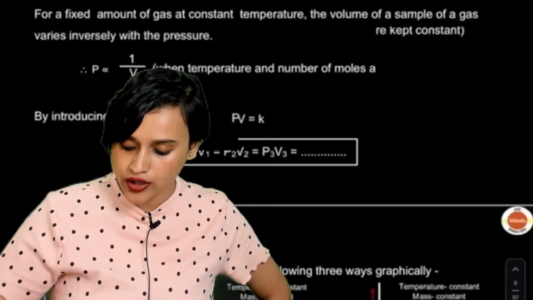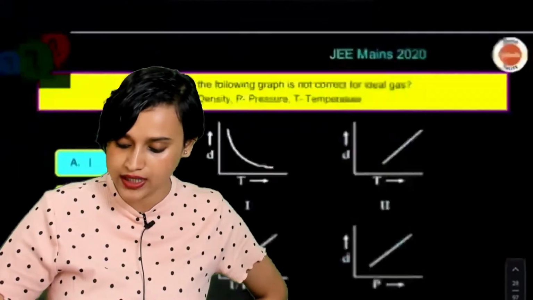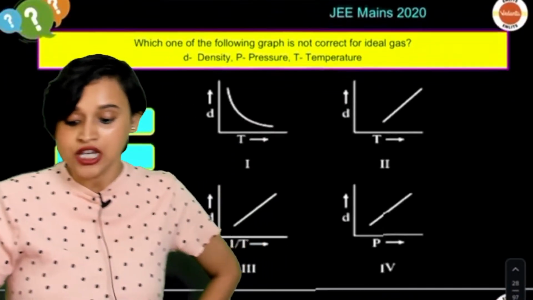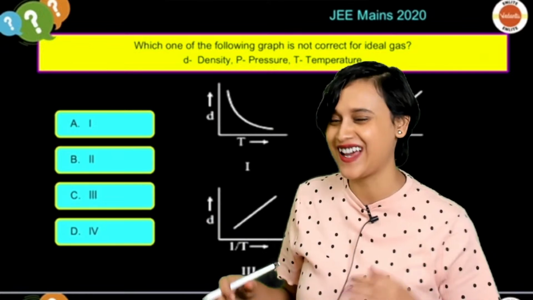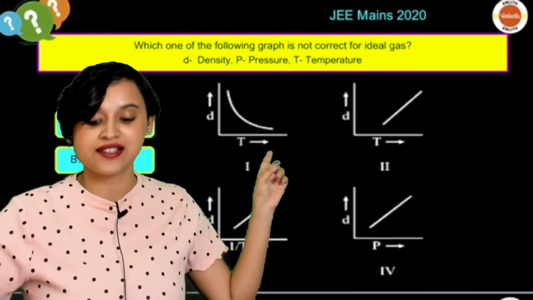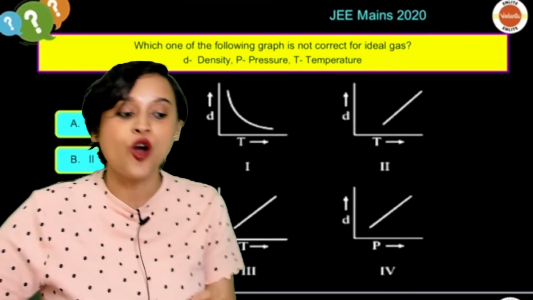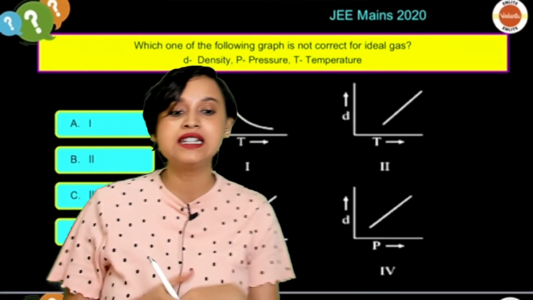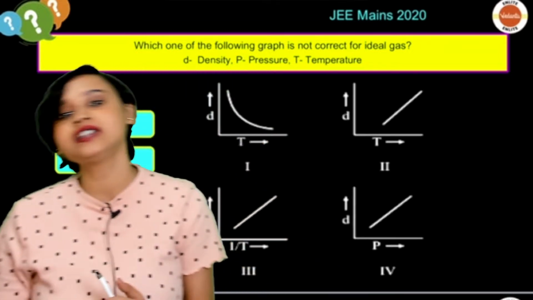All of these things were already done. Today we start from this question. Based on the prerequisite knowledge for this class, that is yesterday, whatever we have covered, from there, I am going to ask you this question. Tell me which one of the following graphs is not correct for ideal gas. Now D is density, P is pressure and T is temperature.